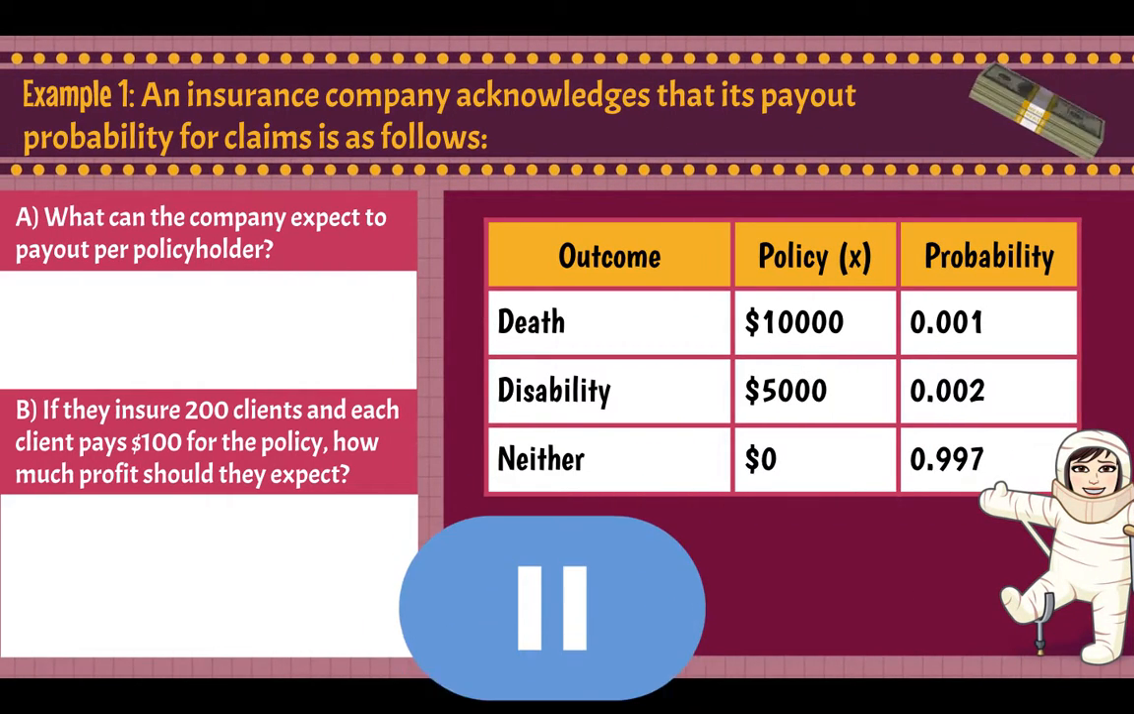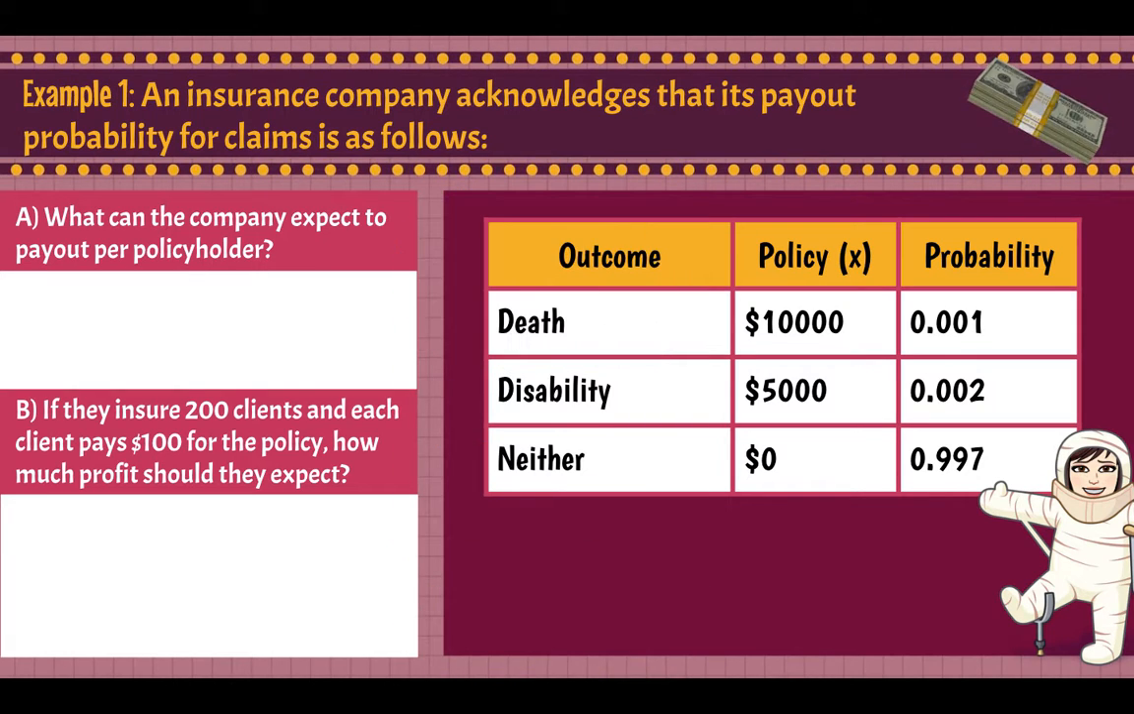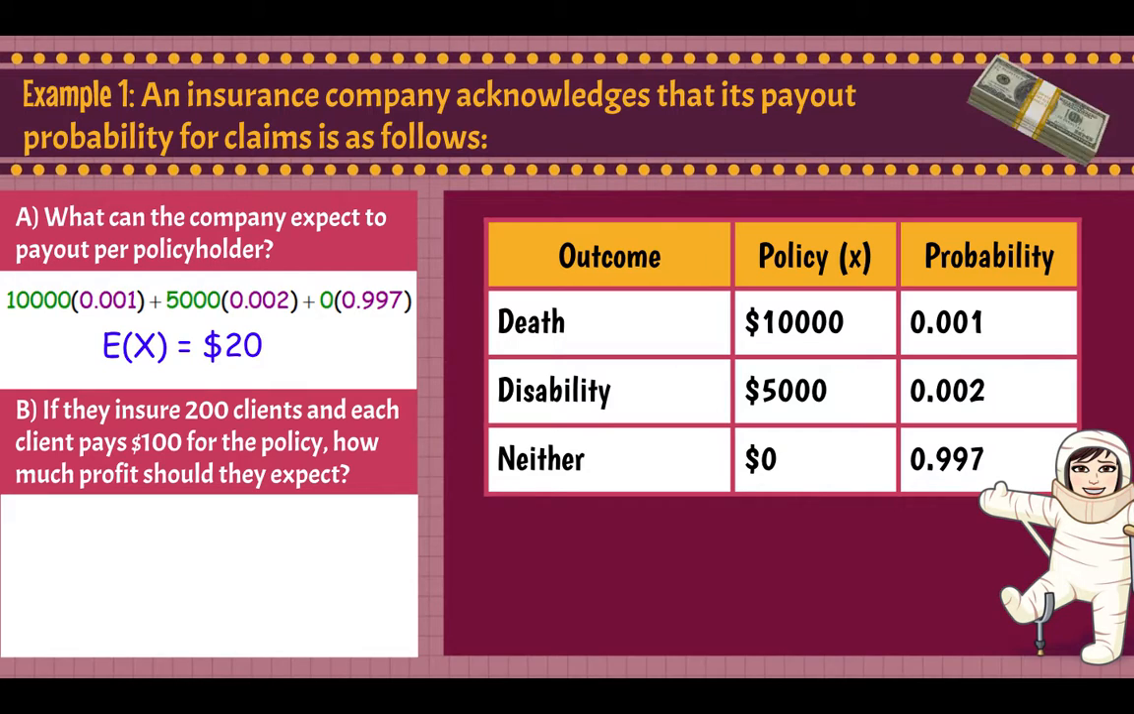So again, please pause the video and try to answer this question on your own before continuing. All right, welcome back. Hopefully on the first one, you expected around $20 to pay out per policyholder. So that means every person that signs up, I'm on average going to have to pay out $20 for them.